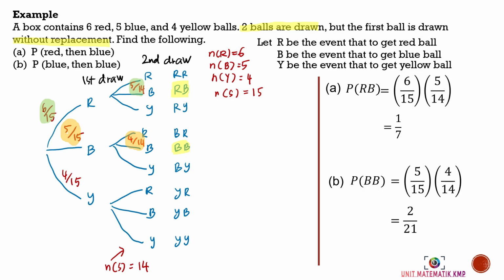So actually for the complete tree diagram, you have to list down. Okay, you have to write all the probability for each branch. Okay, for this question, I only list down the outcome that we want to find.